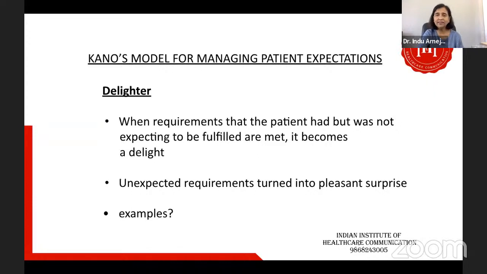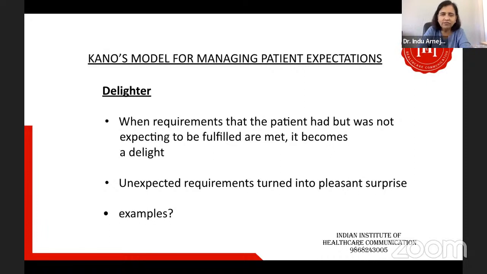So delighters are the unexpected needs or expectations. These are the requirements the patient may have, but they don't expect to be fulfilled. But when they are fulfilled, it actually becomes a delight. So sometimes when the unexpected requirements are turned into a pleasant surprise, they are called delighters.